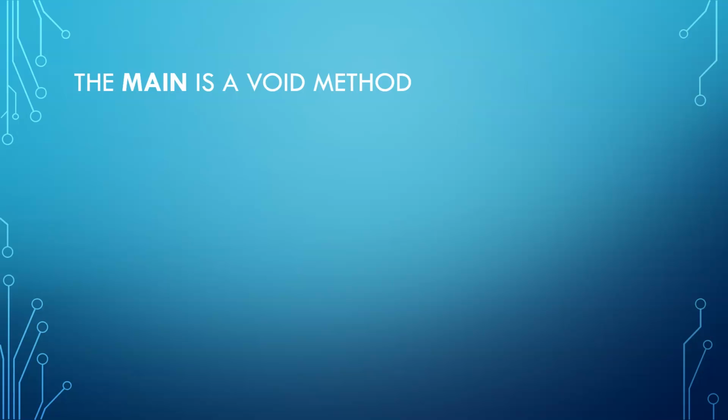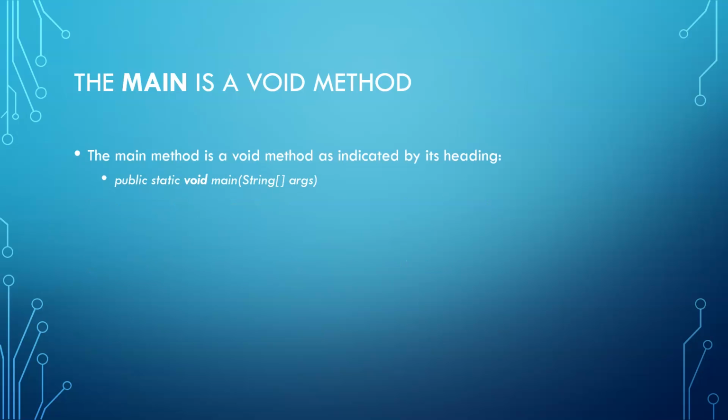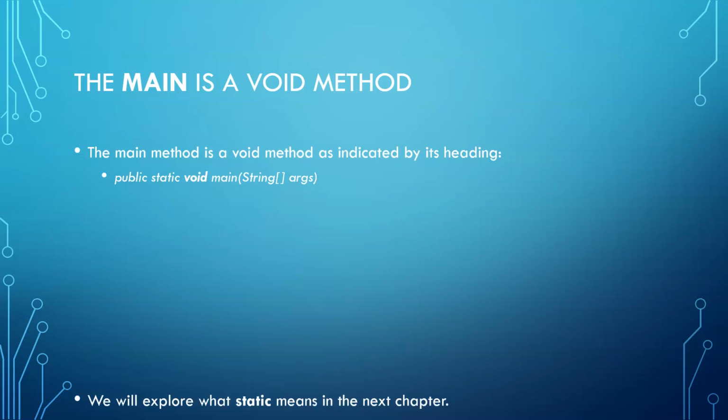Now, here's something that you may not have known. Our main method is a void method. Our good old System.out.println back in the early days when we had Hello World, and we just looked at the public static void main String args, we were like, well, what is this? Well, it's actually a method. The main method is a void method, as indicated by its heading, public static void main String args.